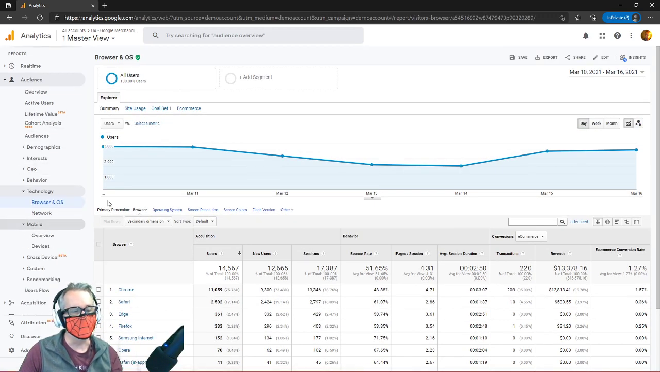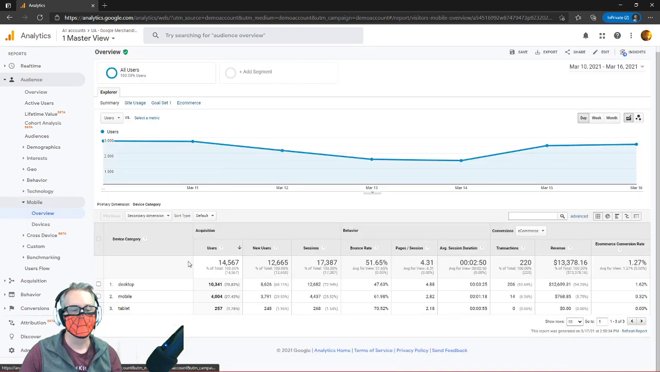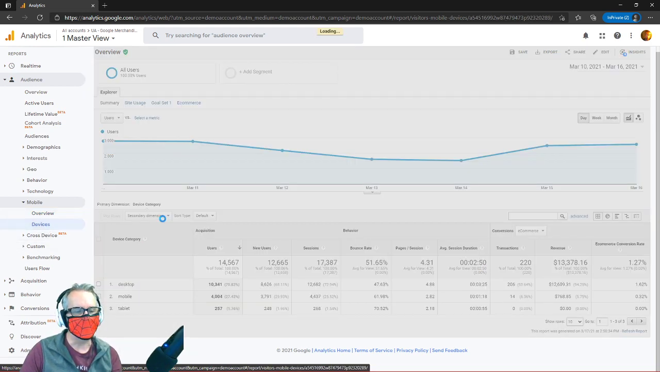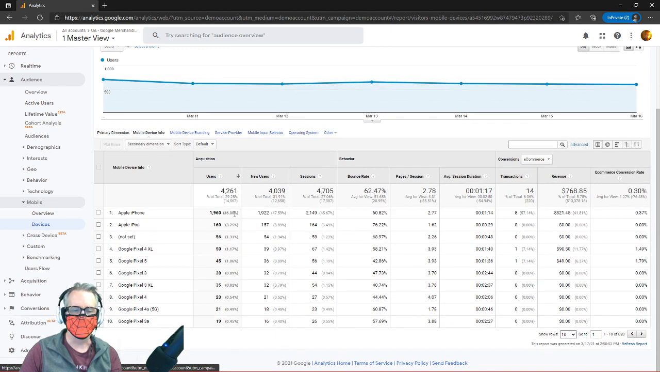All right, I can look at mobile, right, overview. So most of my users are coming from a desktop environment, but a decent part are coming from mobile, and a very small part are coming from tablets. So tablets are less and less popular these days. You can even look at devices. iPhone, of course, is the most popular one. But there's iPad, Google Pixel 4L, Google Pixel 5. I'm surprised that these are all that high up, I guess as far as popularity goes.